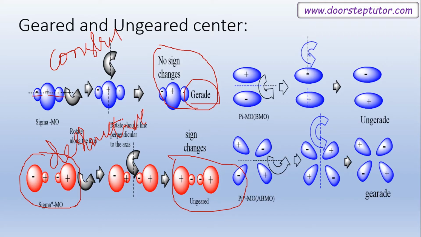Right. Here we are going to discuss the case of the pi molecular orbital. This is the pi bonding molecular orbital, and this is the pi star anti-bonding molecular orbital. You can follow the same rotation as in the previous example: you can rotate along the axis, or perpendicular to the axis, meaning you can rotate horizontally or vertically.